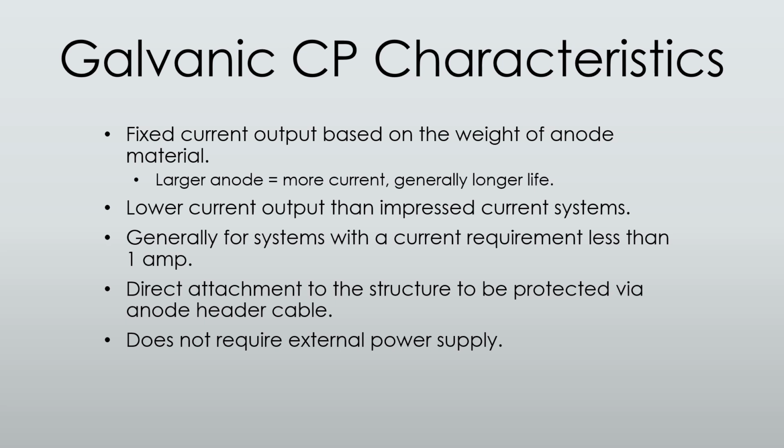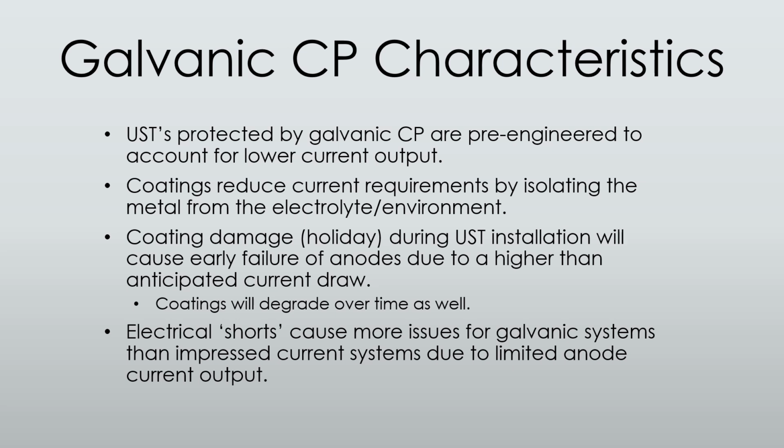We have a direct attachment system to the structure. Since there's no power source, it needs to be constantly connected to our structure that we are trying to protect. Again, the benefit is we do not have a power supply that we have to worry about. USTs protected by galvanic CP are pre-engineered to account for lower current output.